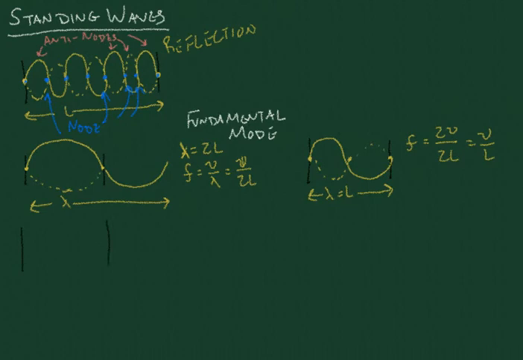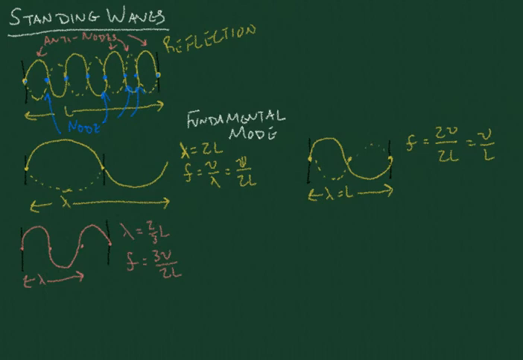Now we'll do one more. We'll go up one more node. So now we'll add a 4th node. And so now we see the wavelength is less than L. And in fact, in this case, it's 2/3 of L. So in other words, the frequency is 3 times the speed over 2L.